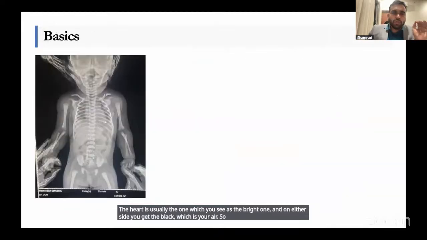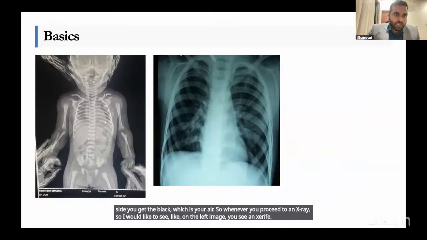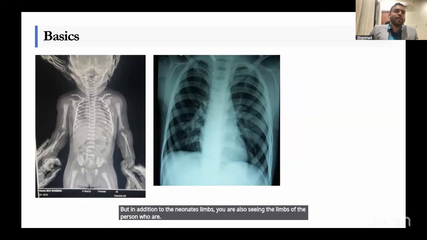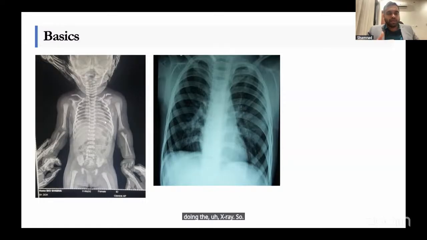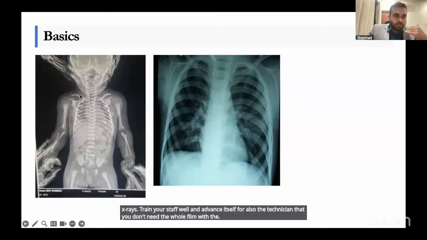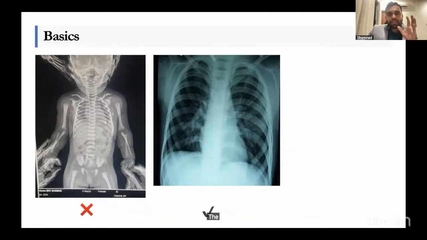Whenever you proceed to an X-ray, on the left image you see an X-ray film where, in addition to the neonate's limbs, you are also seeing the limbs of the person who is doing the X-ray. Never tolerate these types of X-rays in your unit. Train your staff, and the technician, well in advance that you don't need the limbs of the person who is holding the baby in the film. So this is a wrong X-ray. The second, you can see, is the correct X-ray.